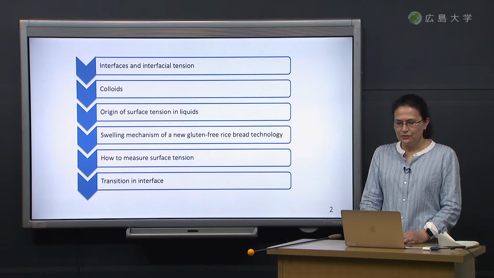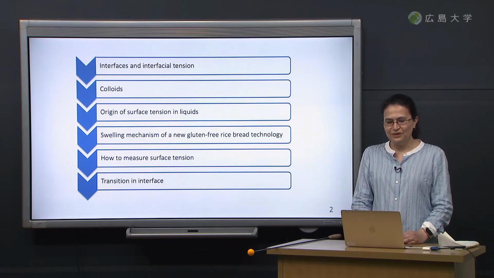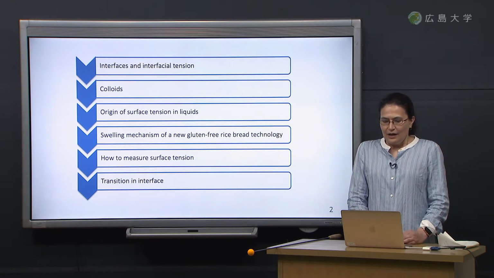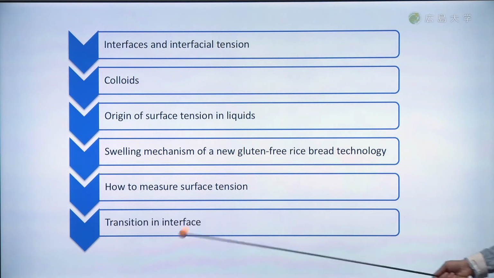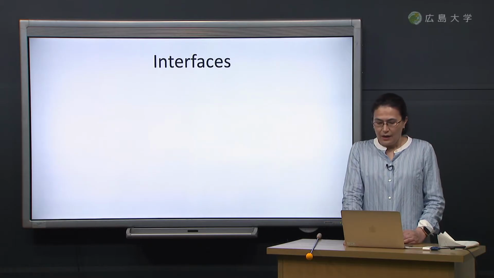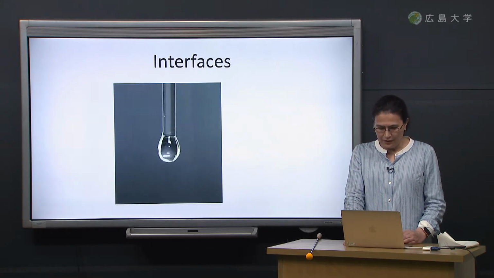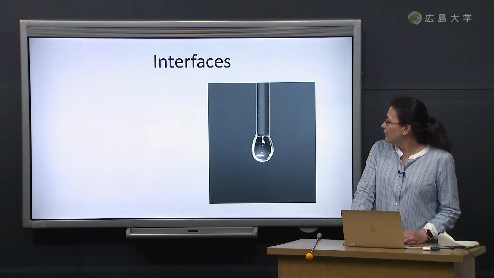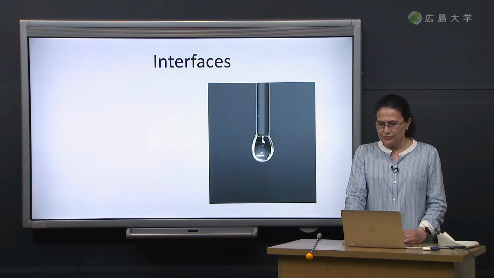Today I'd like to invite you to the world of interface science. These are the topics that we are going to talk about today. An interface is the boundary between two spatial regions filled with different matters. Here is a piece of glass capillary filled with water and surrounded by air.